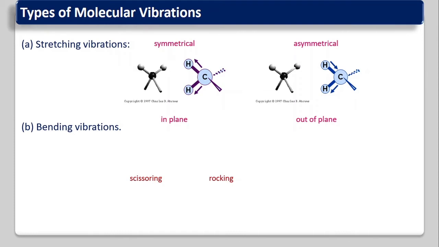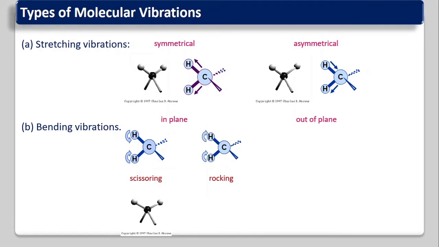In scissoring, it is like a scissor. Two bonds simultaneously come inside and simultaneously go outside. The bond length is the same, while the bond angle contracts and relaxes. That is like a scissor. This is called scissoring. The plane of these two bonds remains the same, so this is called in-plane bending vibration.